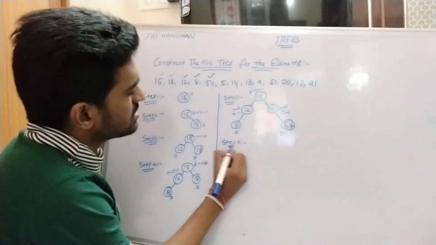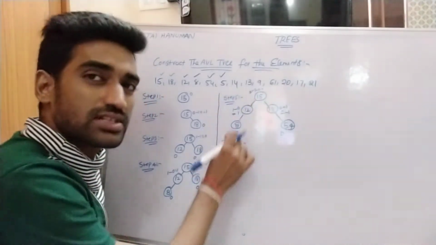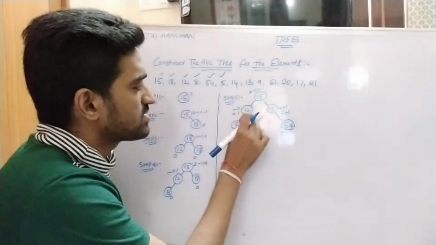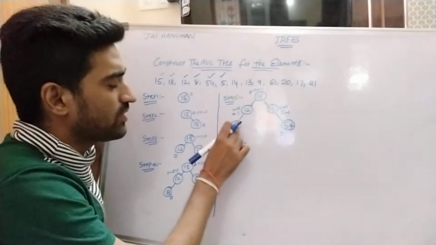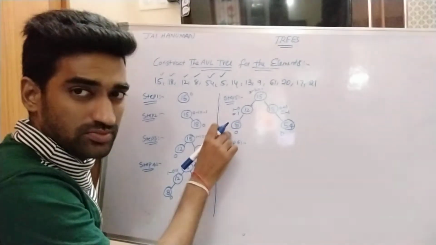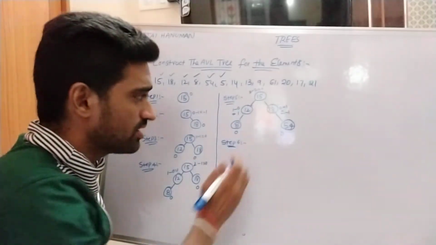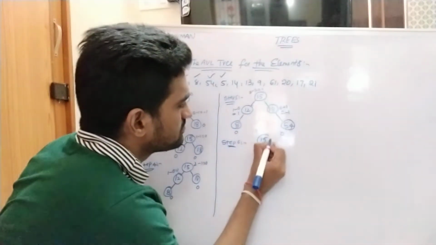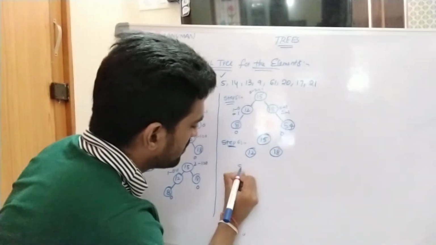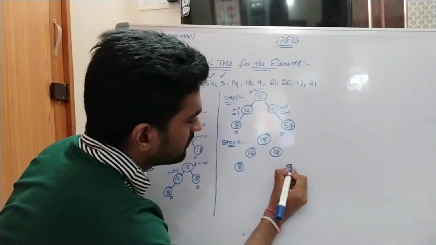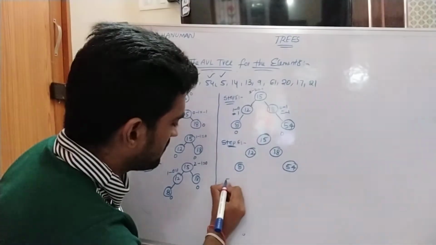We are inserting one more node. What is the node? 5. So 5 is less in value when compared to 15, so we can move to the left subtree. In the left subtree, 12 is there. When compared to 12, this is less in value, so we move left. When compared to 8, this is less in value. So that's why we can place it left of 8. Right? Now the tree becomes 15, 12, 18, 8, 54, 5.